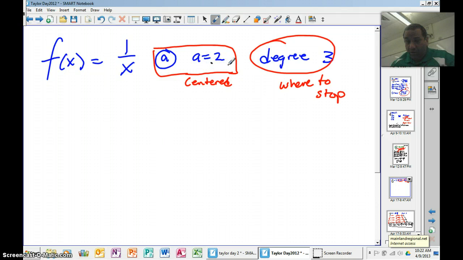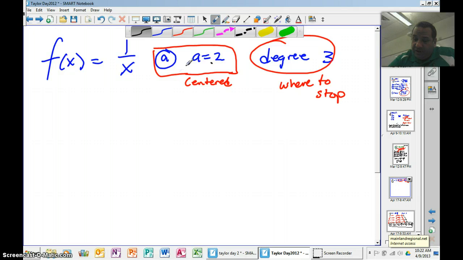Well, if we tried Maclaurin and we put 0 in, it's all bad. So that's why Taylor comes up, because some of the functions are not defined at 0, like this one. So this is at a equals 2, degree 3. Degree 3 says where to stop, so I need to go to the third derivative. And it's centered at 2, which means that my expression is x minus 2.